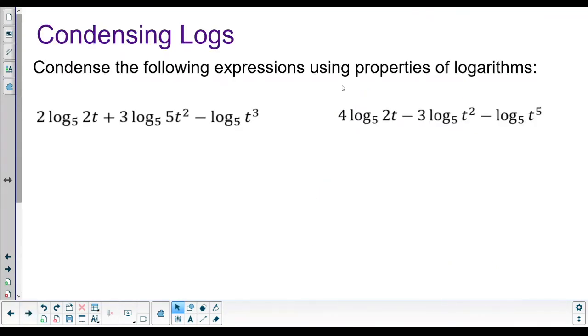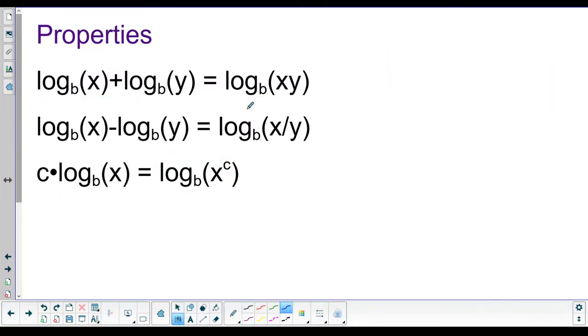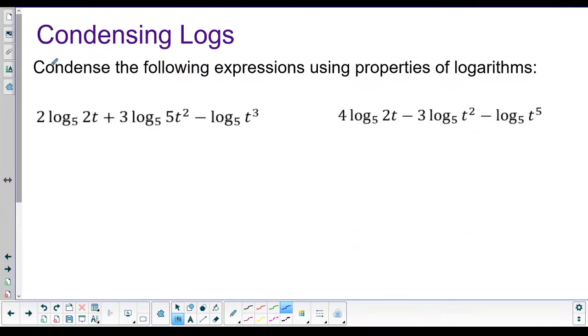All right, now let's condense some logs. So now we are just going the opposite direction. Before, we started with the condensed log and went this way. Now they're going to give us these expanded logs, and they want us to make them smaller and nicer to look at. All right, so let's look at these, and there's kind of a special order you have to do these in.